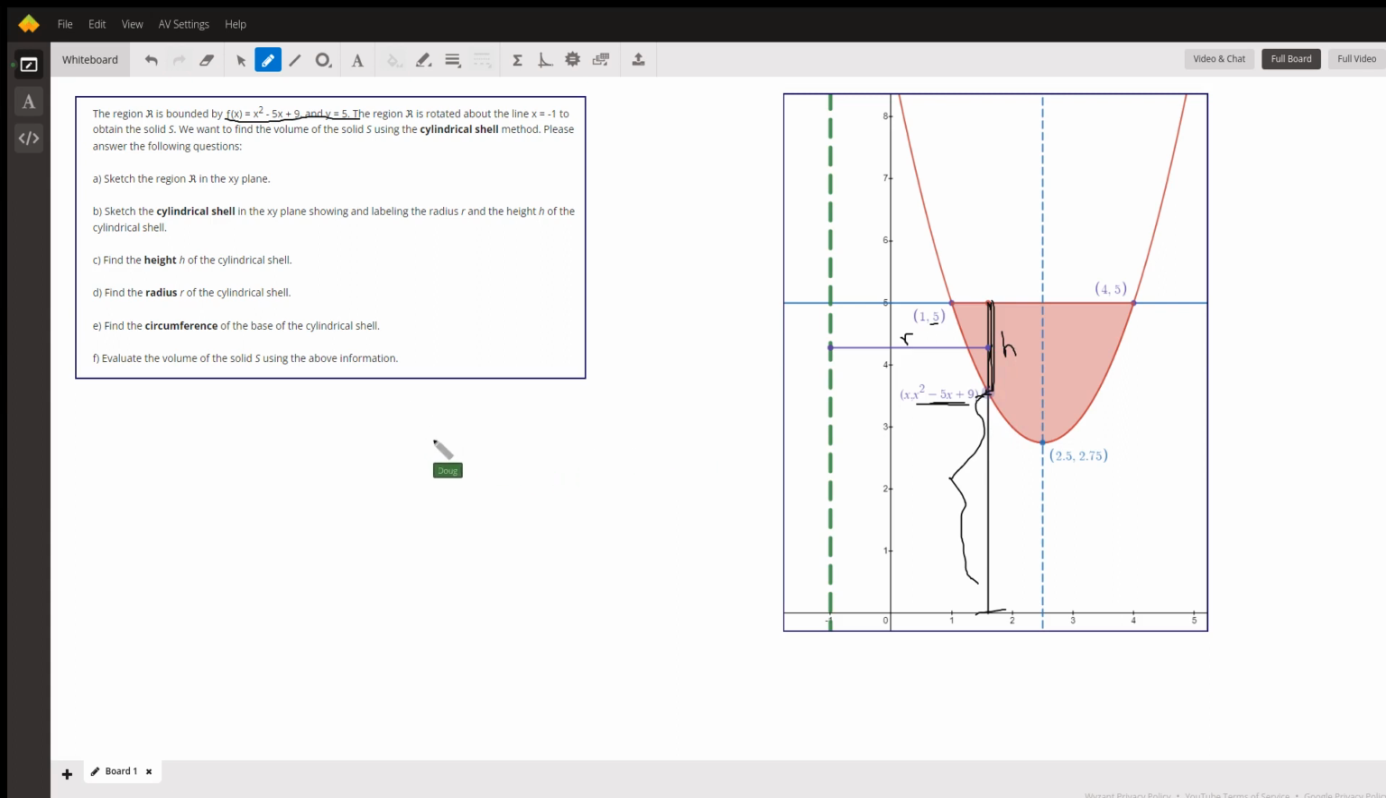So h equals 5 minus that quantity. And if I remove the parentheses, minus x squared plus 5x minus 9, which becomes negative x squared plus 5x minus 4.